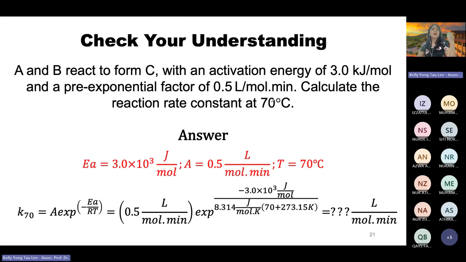The value of K, activation energy and the effect of temperature towards your reaction. Okay, so this is to check your understanding, to calculate the value of K at 70 Celsius. So this is just to practice lah. How do we determine the value of K if we have the information given here?